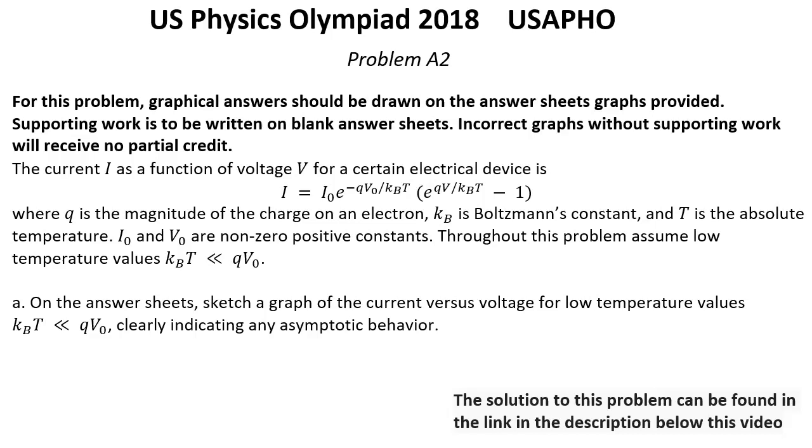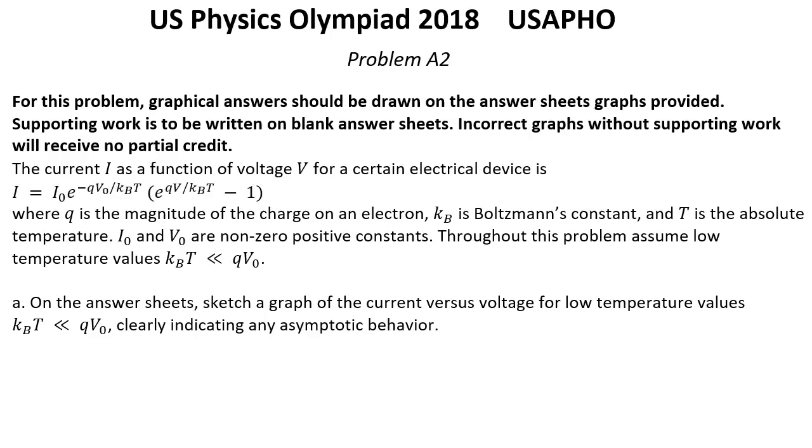Question A. On the answer sheets, sketch a graph of the current versus voltage for low temperature values, kBT much less than QV0, clearly indicating any asymptotic behavior. Solution for problem A2, Question A.